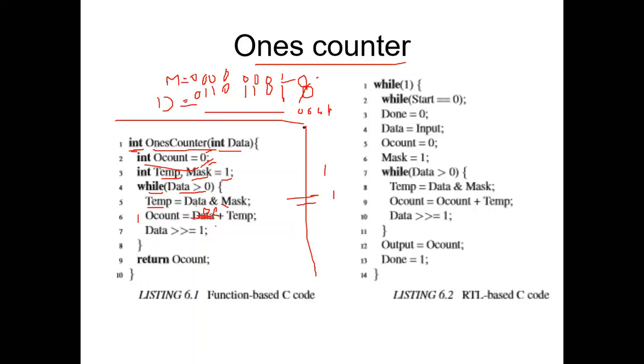Is it clear? Yes. We are ANDing this mask with this particular data. Mask is 0 0 0 0 0 0 0 1, only the LSB is 1. Remaining all bits are 0. So when ANDing, the LSB of this data will be retained. If it is 0, it will be returned as 0. If it is 1, it will be returned as 1. Right now, the LSB of this data is 1, so that 1 is retained. So our temporary variable will be equal to 1. That temporary variable will be added with the output count. Output count was initially 0, so 0 plus 1 will become 1.